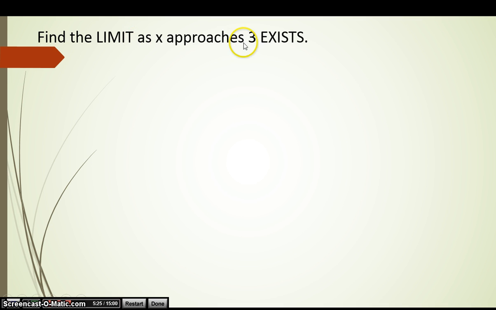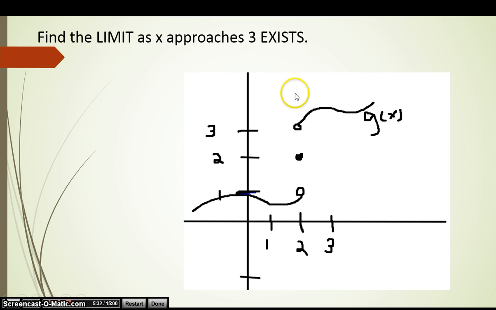Find the limit as x approaches 3. All right, does the limit as x approaches 3 exist? Now, as x approaches 3, I'm doing this on purpose. Most people sit there and go, ooh, there's 3. Oh, it's jumping. That's wrong. That's not the case. As the x value right here approaches 3, if I go up, the number 3 is right here. So, picture that right there.